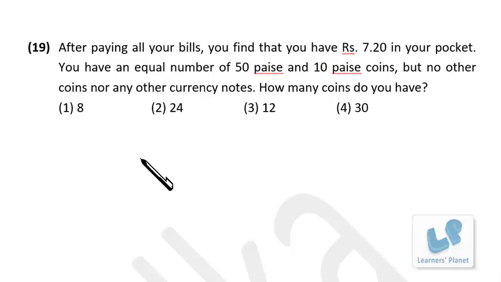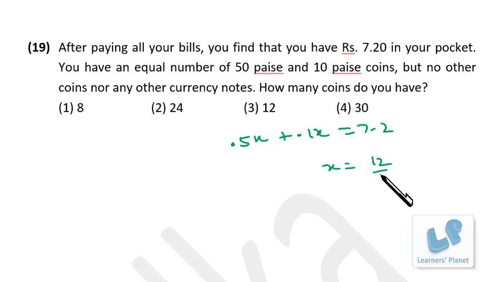After paying all your bills, you find that you have rupees 7.2 in your pocket. You have an equal number of 50 paisa and 10 paisa coins, but no other coins, nor any other currency notes. How many coins do you have? Okay, so that's pretty simple. You can go by options as well, or you can calculate it also. Suppose you have x number of 50 paisa coins, so the value will be 0.5x plus 0.1x, because the number of coins of both denominations is the same, and the total is 7.2. So x comes up to 12, right? So 12 50 paisa coins and 12 10 paisa coins, so in all 24 coins.